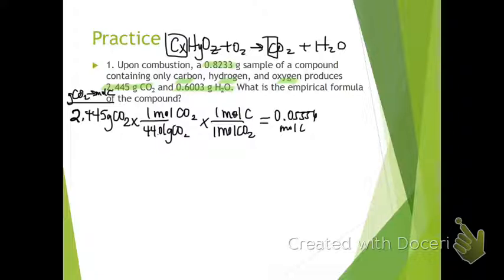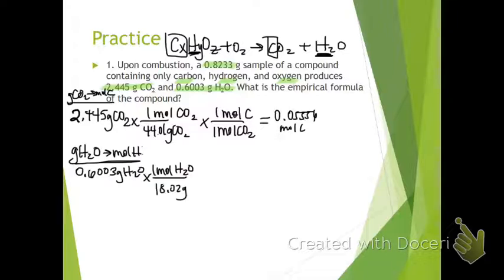We need to do that same thing for hydrogen. We need to figure out how many moles of hydrogen are in our water. All the moles of hydrogen that ended up in our water started in our hydrocarbon. So we're going to start by finding the moles of water that were formed. And we know that for every 1 mole of water, there are 2 moles of hydrogen.